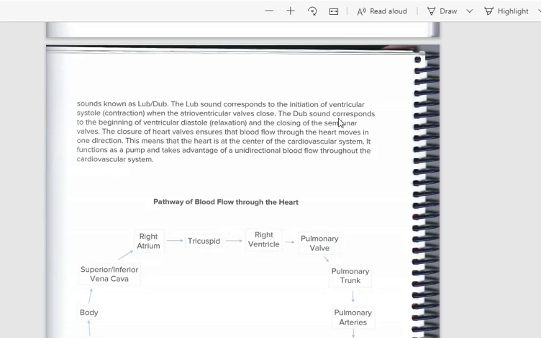And the dub sound is the beginning of the relaxation. And the semilunar valves close. So that's the dub. So make sure you know what the lub is and what the dub is. And if you're young, sometimes you have 3 sounds. And if you have a hole in your heart, in the septum that divides the left and right half of your heart, then you can actually hear the blood squirt through the hole every time that the heart beats. So that's called a heart murmur.